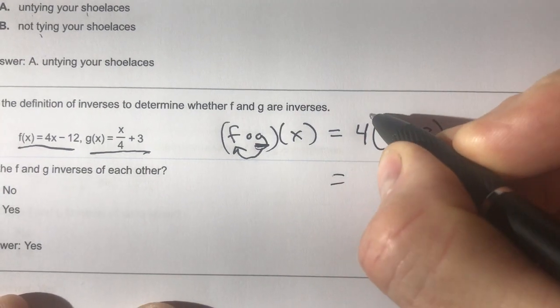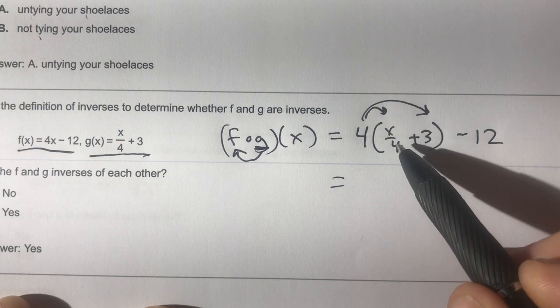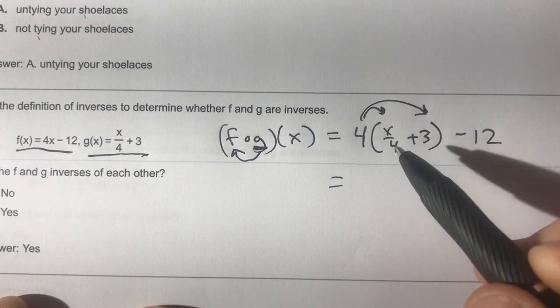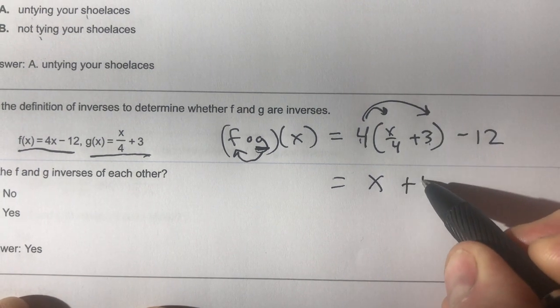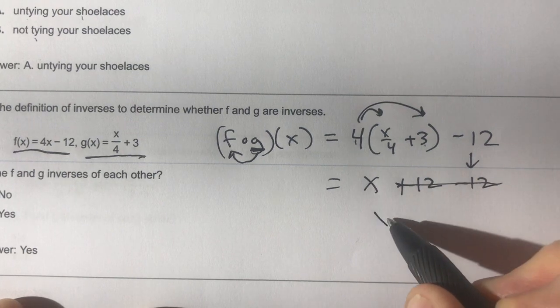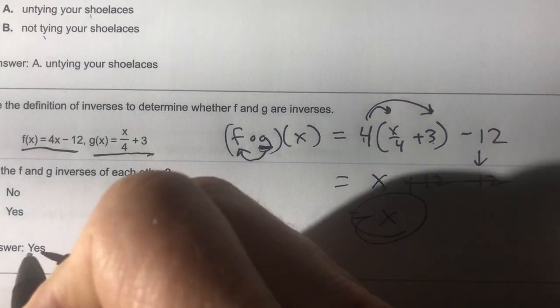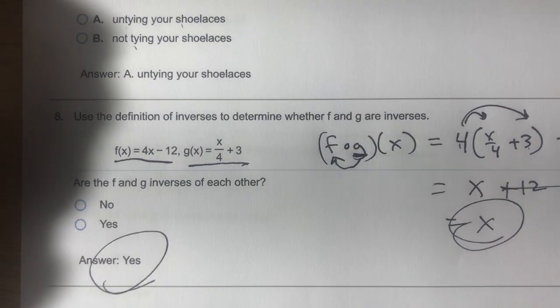So when I distribute here, I have to distribute this 4. So 4 times x over 4, well, the 4x divided by 4 would be just x. And then I do 4 times 3, which would be 12. And then I've got this minus 12. And then these two cancel, which means I just have x. So yes, they're inverses.